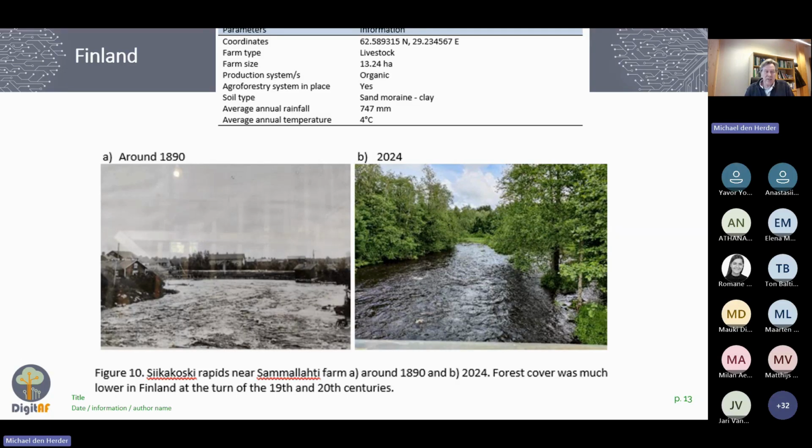130 years ago. At that time in Finland, there were many more people in the countryside, and there was much less forest, more agriculture, and also quite a lot of local industry. Nowadays many people have left the countryside, so you see a clear difference: the area is much more forested. That's quite interesting to see.